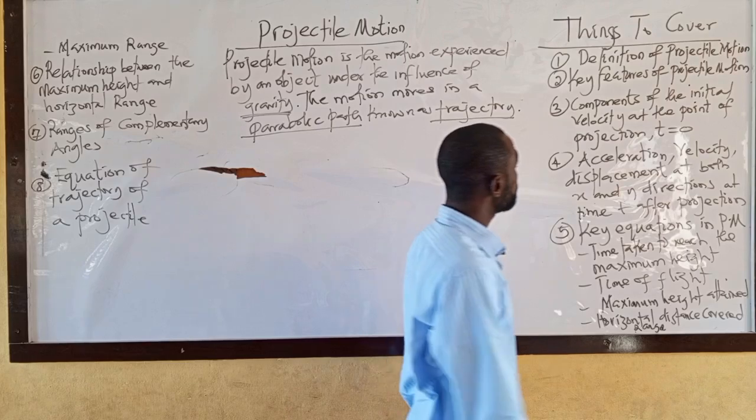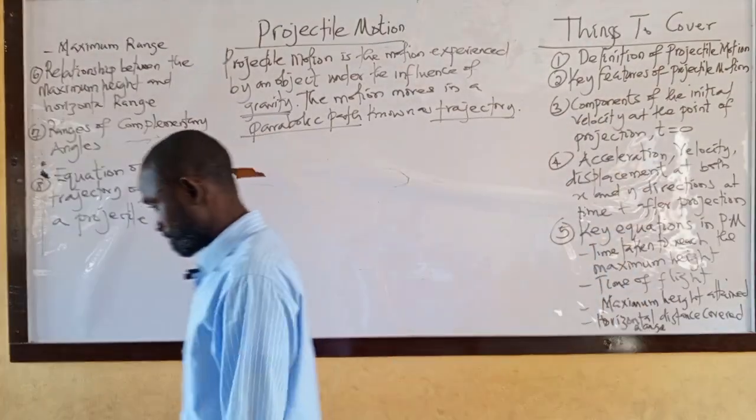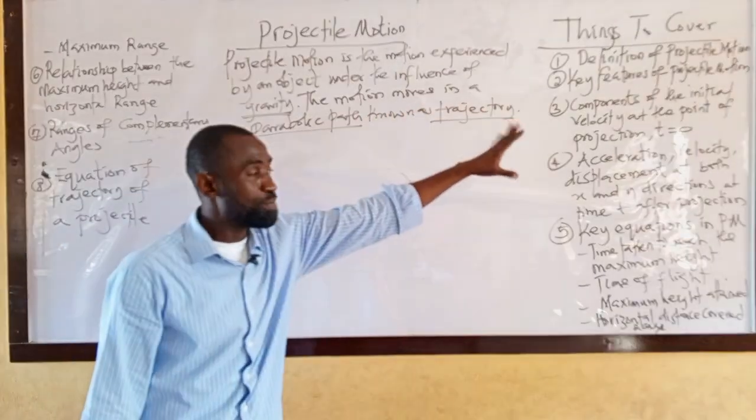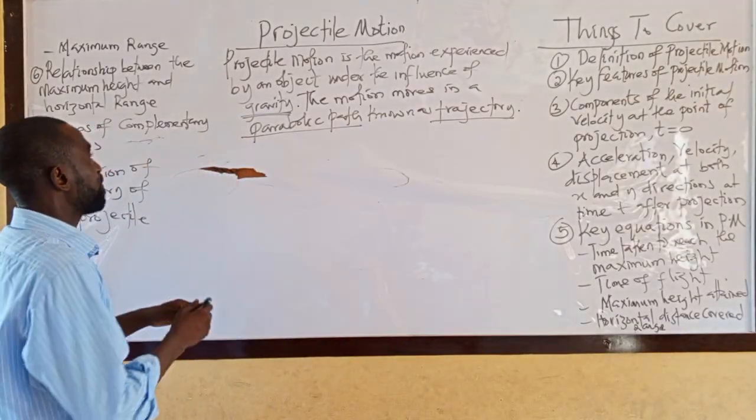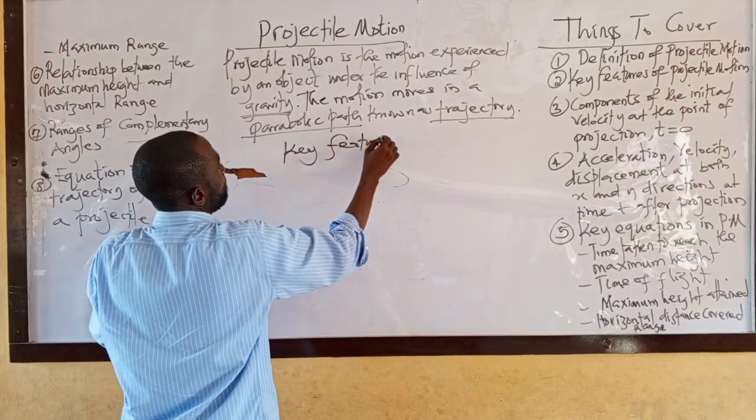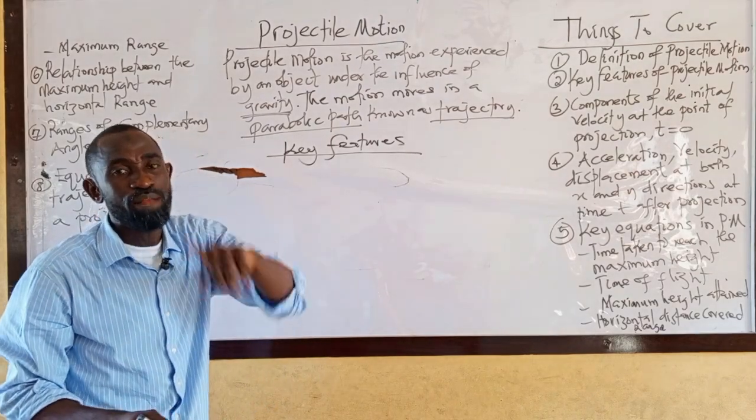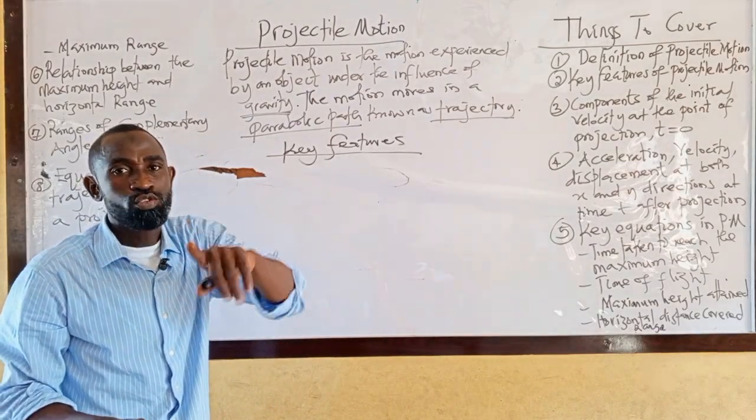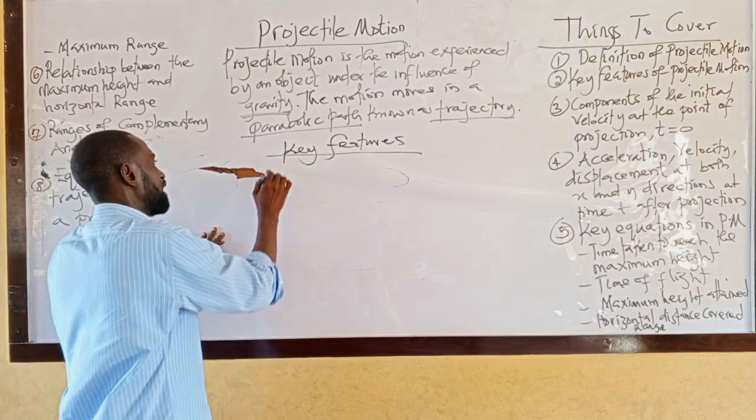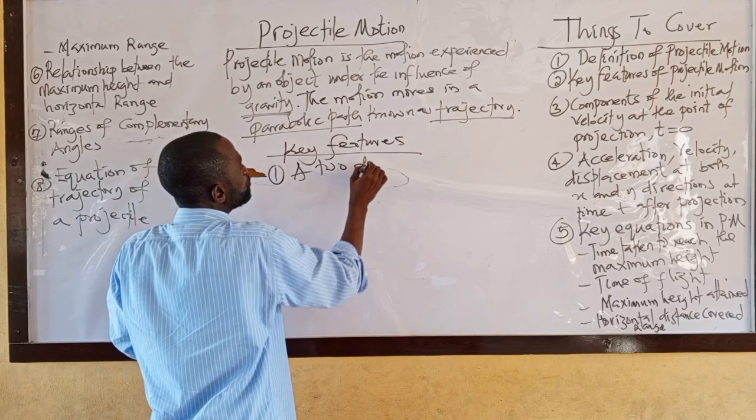So what's the second one? Key features of projectile motion. It is very important that you know all the things as far as the key features of projectile motion are concerned. What are the key features of projectile motion? The first one is that projectile motion is a two-dimensional motion. That's the first key feature.